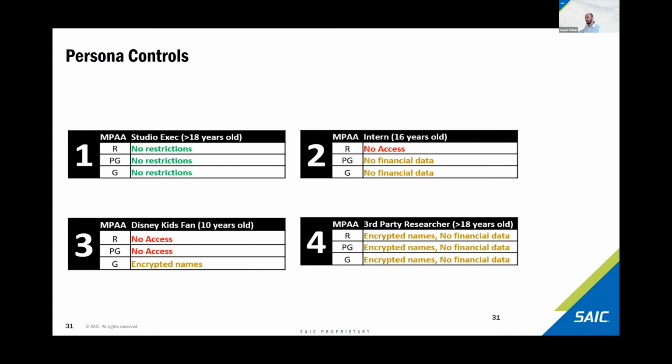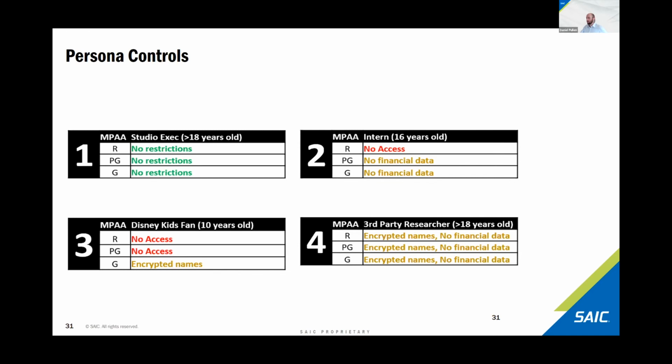But we're also applying another layer on top of that based on their role, which shows that for the movies that the intern can see, PG and G, they're not able to see financial data, but they can see other data points. And we'll have a visual example of this that Justin will get to in a minute, so you can see how the output of this looks. For the Disney Kids fan, we have the MPAA restrictions there, so they're not able to see R and PG. And then in the case of G-rated movies, which they can see, we're not allowing them to see the actual values for the names, so we're encrypting them in this case.